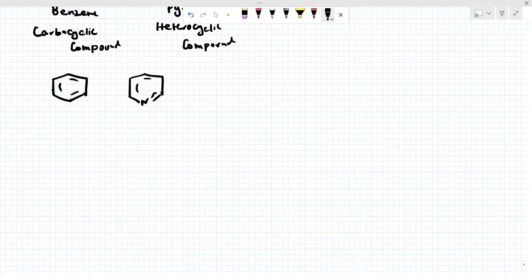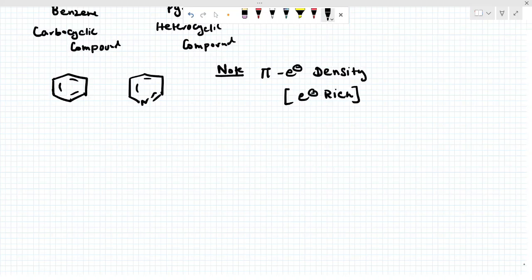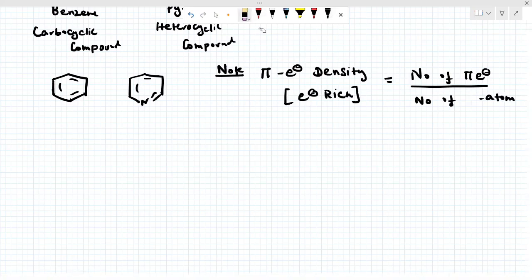I'm going to find out the pi electron density. Okay, please note. Very important. Pi electron density. It means what? More electron rich species. Now, what is our challenge? We are going to find out, between benzene and pyridine, which is the more electron rich species. Okay, what is the formula? Please note. The formula is the number of pi electrons divided by the number of hydrogen atoms. Wait, this hydrogen, okay? This hydrogen atom, please note.